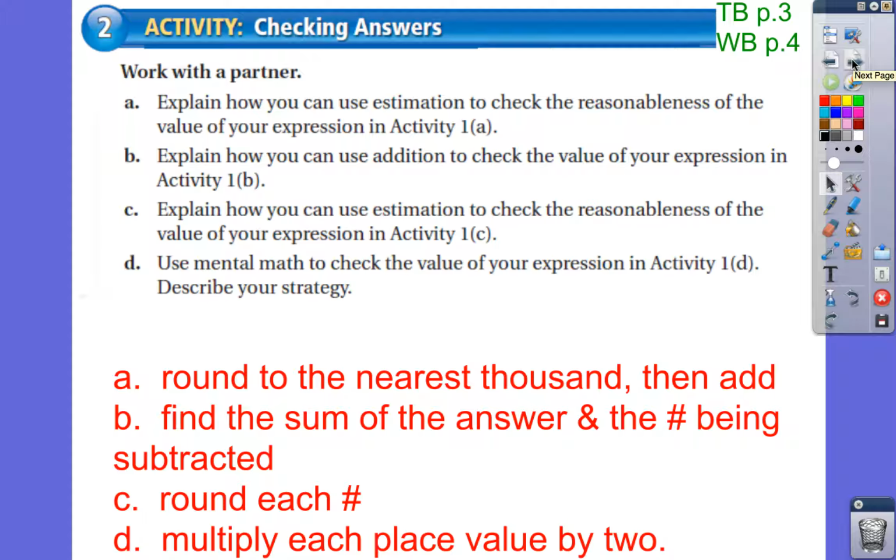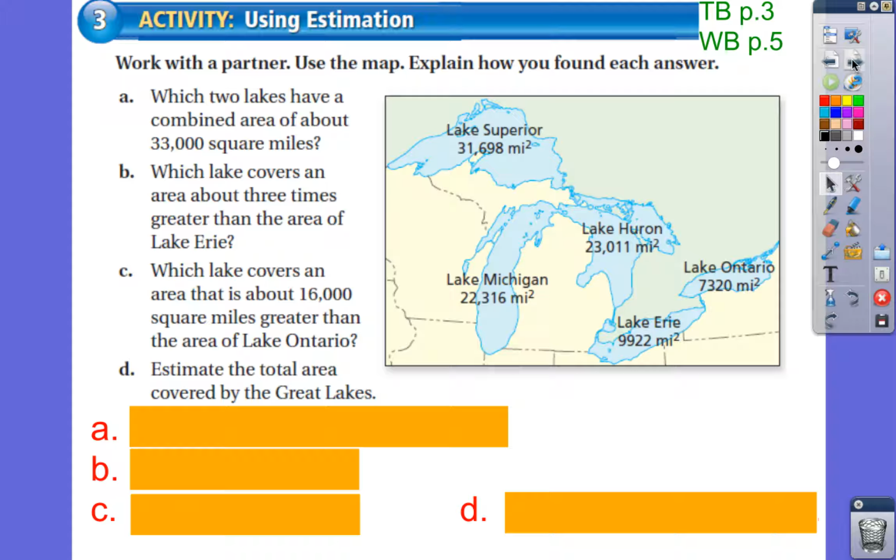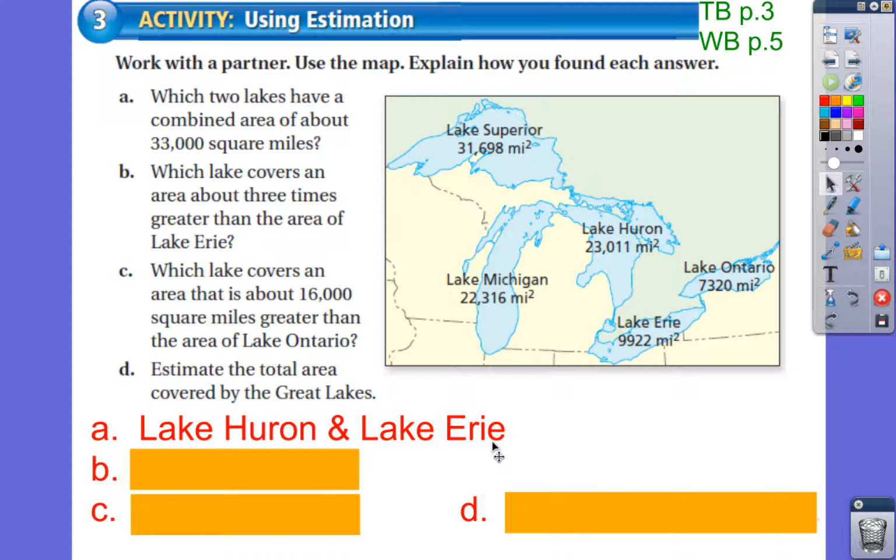Okay, same thing. We're moving on to activity 3, but if you have not completed it, please pause the video and work it out before going over the answers. Question A asks you, which 2 lakes have a combined area of about 33,000 square miles? Now, once again, it's not asking for an exact answer, it just wants to know about 33,000. So you need to use estimation and rounding strategies, and you should have come up with Lake Huron and Lake Erie.